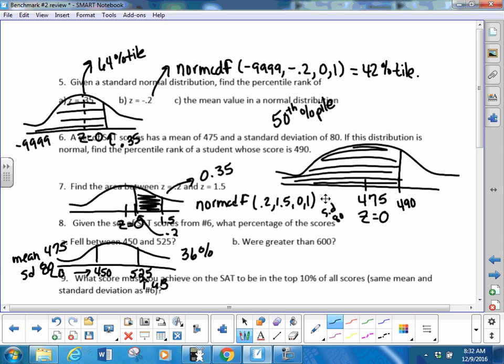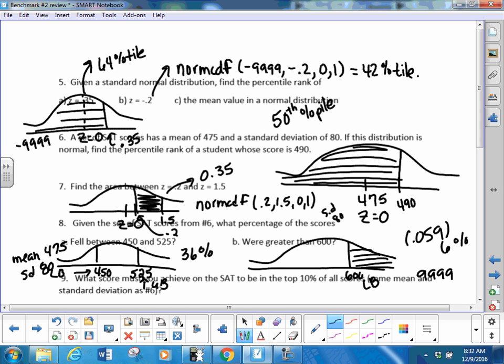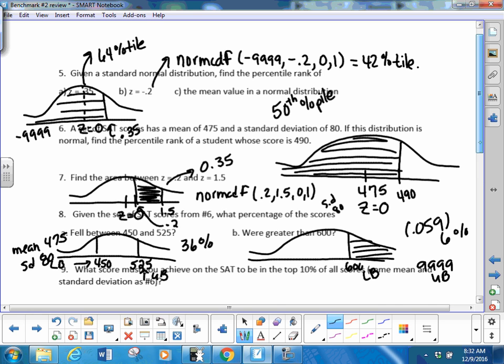The B part says what number were greater than 600. So in that case, I got 0.059, which is about 6%. 600 was my lower bound, and some ridiculously big number, I just made it 999, was my upper bound. My mean was 475 for my standard deviation. Number 9.